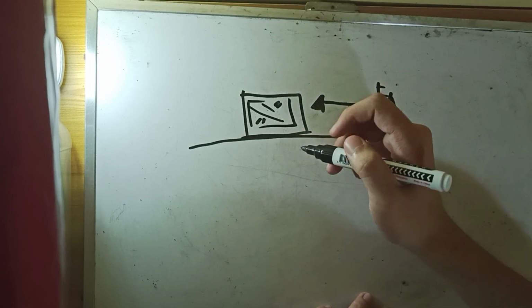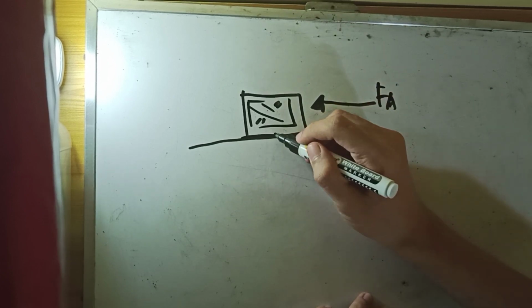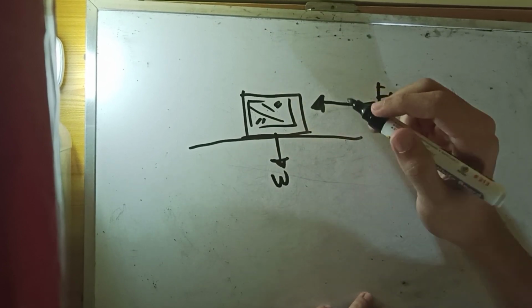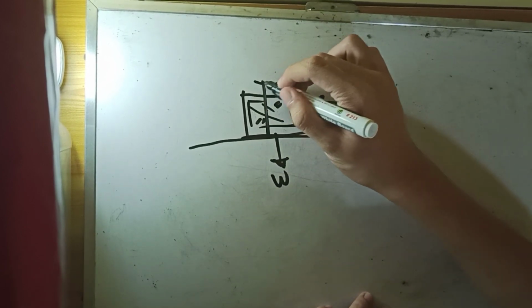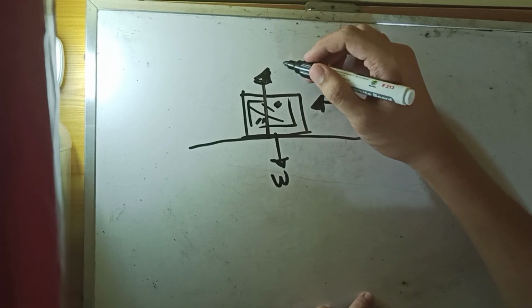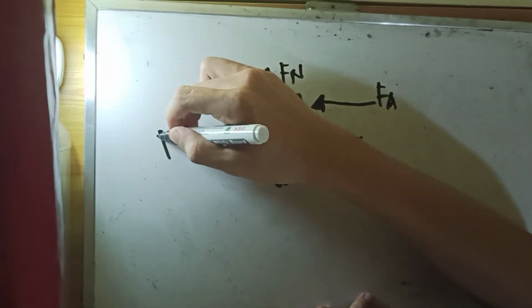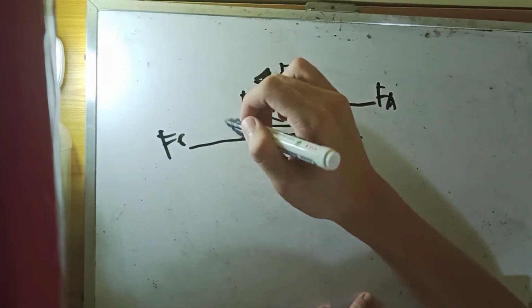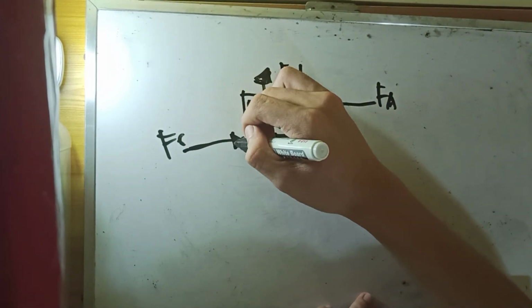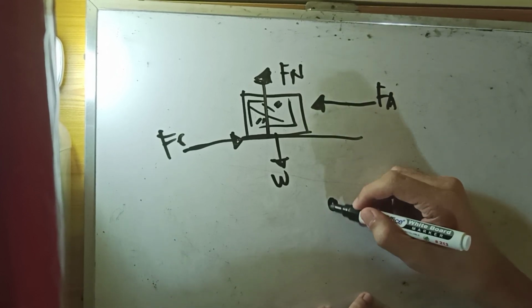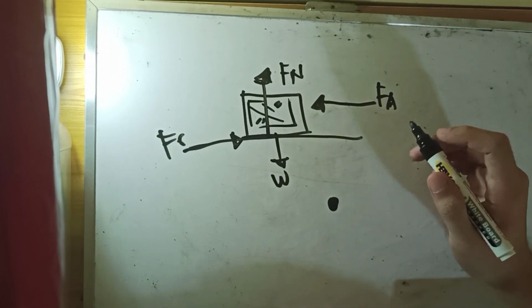Yung ating crate, meron ding weight. And yung floor ay nag-exert ng force. Upward force is our normal force. And dito, yung friction force na matatagpuan natin sa ating floor. So, for our free body diagram, let's assume na ito yung ating object. Gawin na lang natin siyang dot.